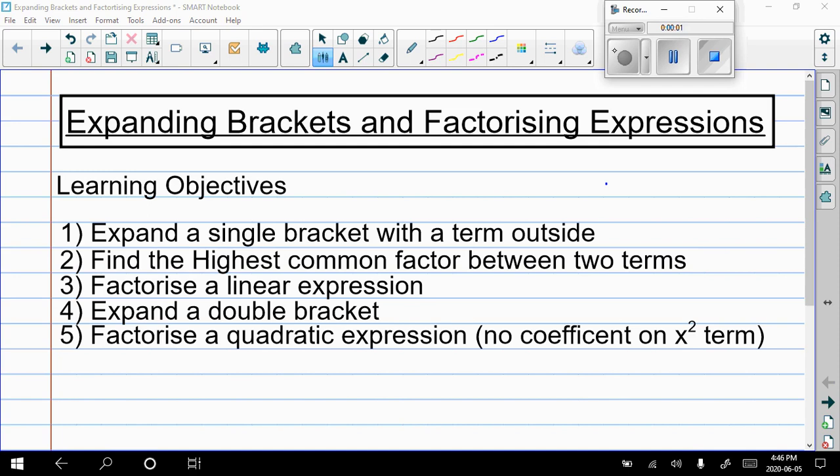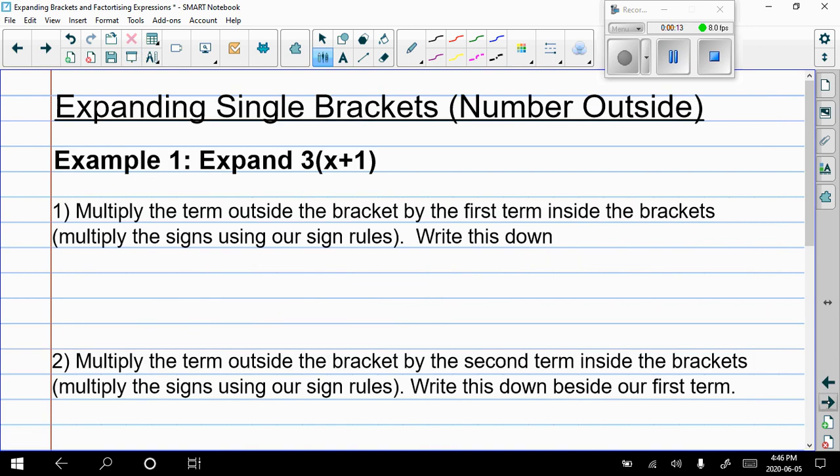So today we're going to work on expanding brackets and factorizing expressions. We're going to cover learning objective 1 when we expand a single bracket with a term on the outside. So first off, we're going to deal with part A of this video, which is going to be expanding single brackets with a number on the outside.